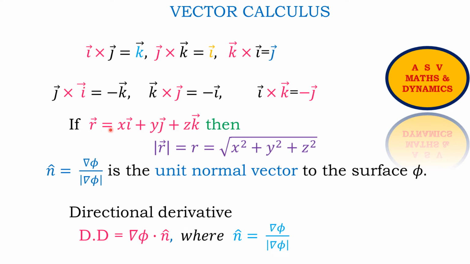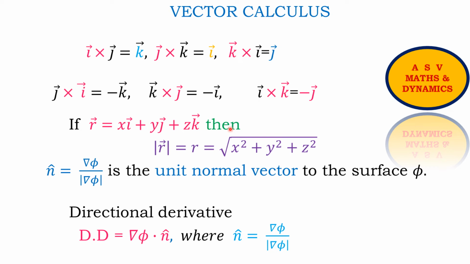Then if r vector equals xi plus yj plus zk, then the modulus of r equals root of x square plus y square plus z square. Sometimes in the problems they will give the r vector, and immediately they will use the modulus of r also. Some functions we want to find using this one. How to find the value: you take the square of both sides. It is r squared equal to x squared plus y squared plus z squared. Using this, you do the differentiation, you can get the value, and you can apply it in the given function. Like this, you can use it in the problem.